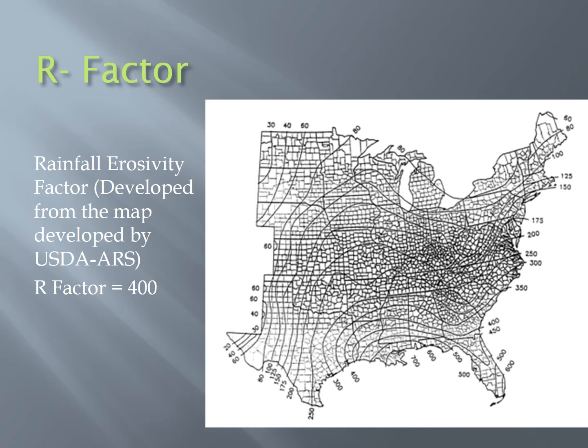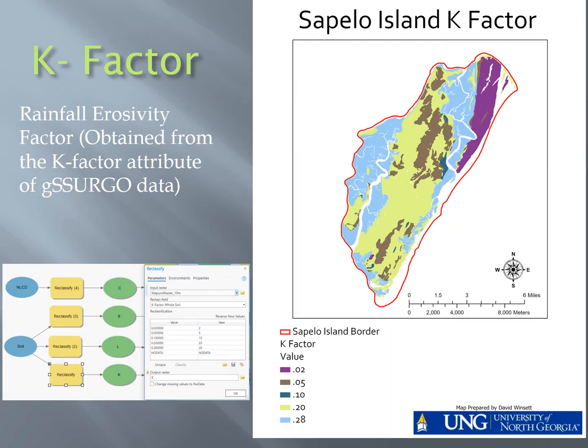This is the approach we followed. This is the ISO rainfall erosivity factor map, or ISO map. You can see Sapelo Island is within the 400 range. And this one is the K factor map created from the gSSURGO, and different values are there. As I told earlier, the values are in decimal, so 100 was multiplied to it to make it an integer value, and later that 100 was divided from the final result.